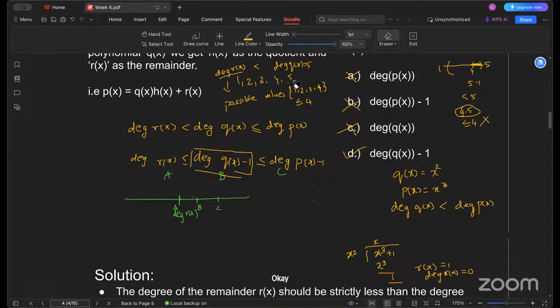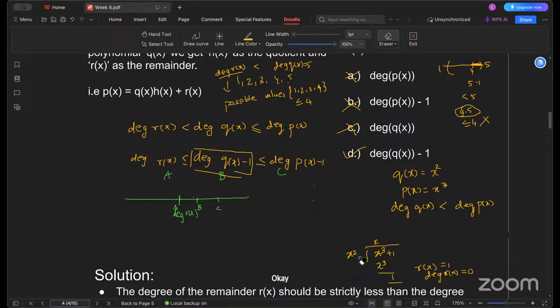Because of this, the degree of r of x cannot be equal to q of x. See, this is your q of x. Suppose you are having a polynomial where the degree is equal, then what will you do? You will again do the calculation and reduce it further, right? So always the degree of r of x is strictly less than the degree of q of x.